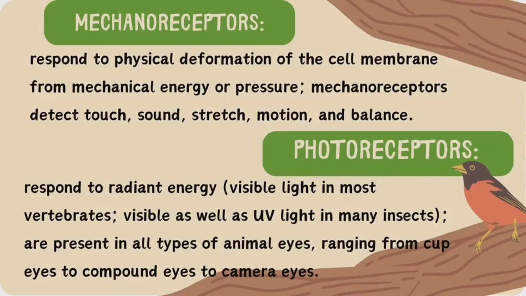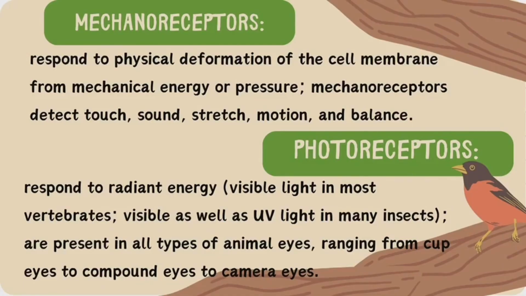These are sensory cells that respond to light energy. They are found in the eyes, especially in the retina, which is the light-sensitive layer at the back of the eye. Photoreceptors detect light and send information to the brain so we can see.